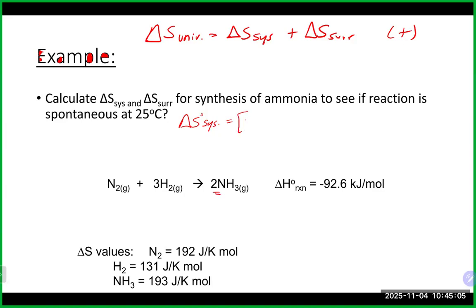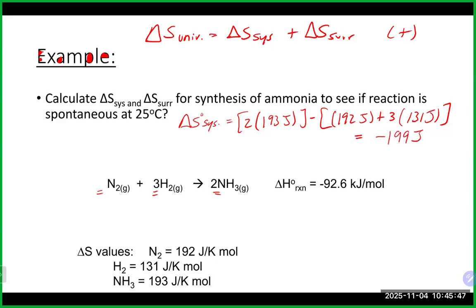So we do need to go 2 times the value of NH3 because of the coefficient, 193, minus here we have a coefficient of 1, so basically just our N2 value there, 192, plus our coefficient of 3 here times the H2 value of 131 here, and that's going to give us our delta S of our system, which looks like it will be like a negative 199 joules in this case. Any questions on that there?